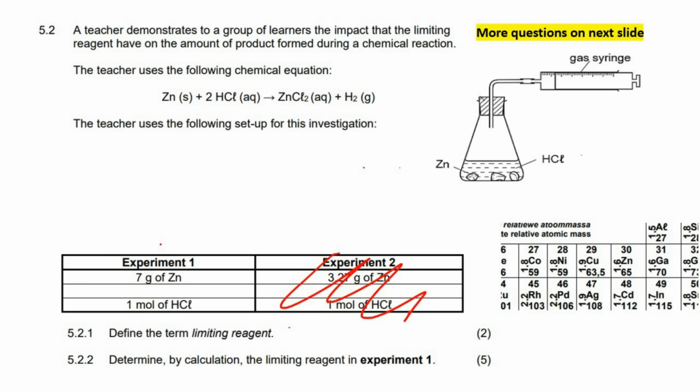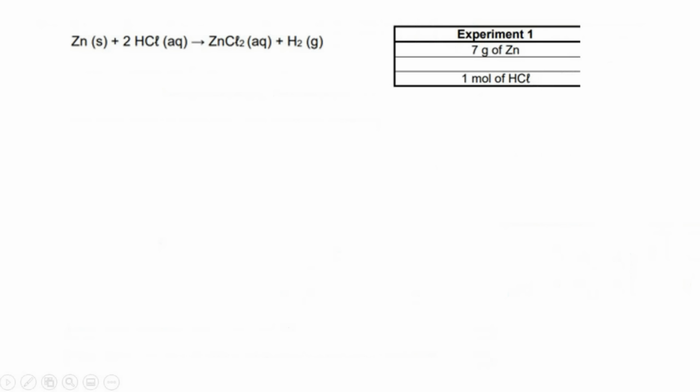So this next question says determine by calculation the limiting reagent in experiment 1. Okay, so we're going to do this on another page because I want us to spend a good amount of time here. So here we've got the details for experiment 1, and here we have the reaction that's taking place in this experiment.